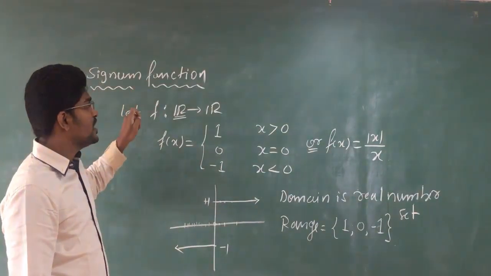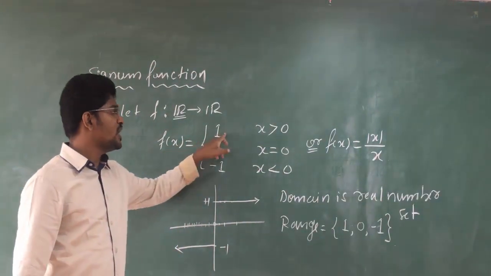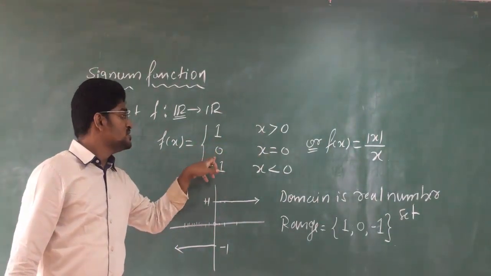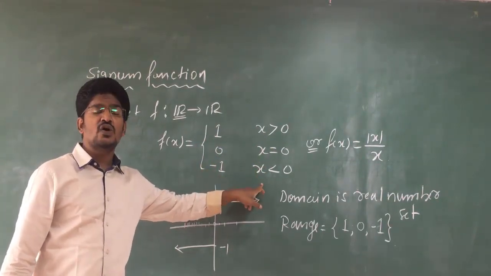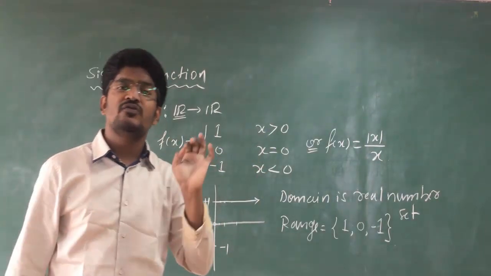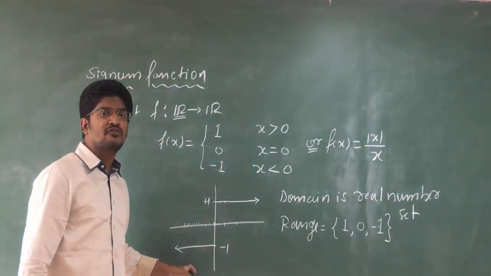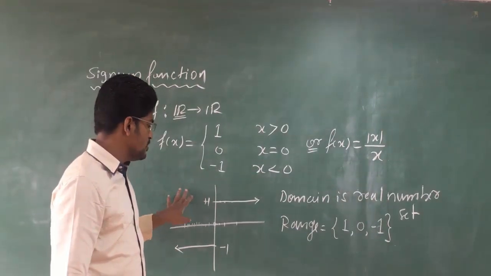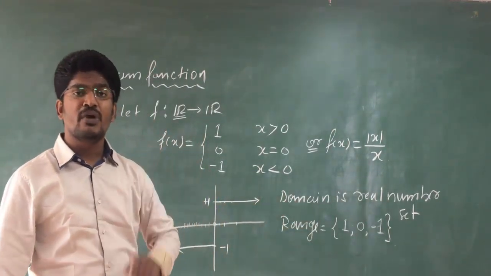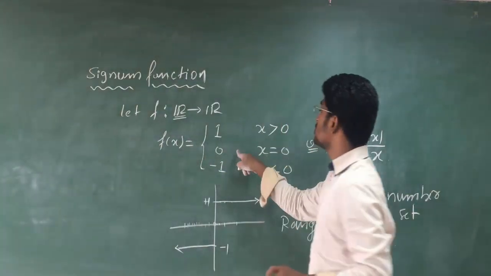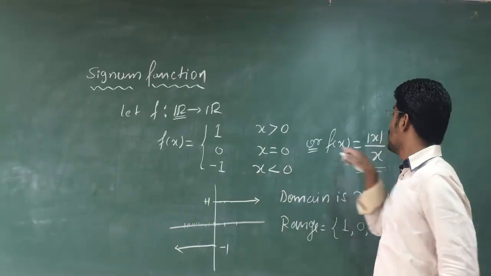Clear? Let f be a function from R to R defined by f of x equal to 1 whenever x is greater than 0, 0 whenever x is equal to 0, minus 1 whenever x is lesser than 0, is called the signum function. And the graph is like this. The nature of the graph will be like this, and the range is {1, 0, minus 1}. You can write this function like this also. No problem, either you write this or this.